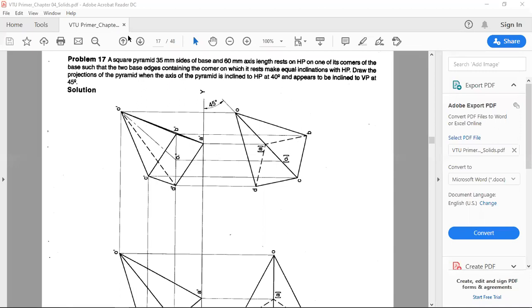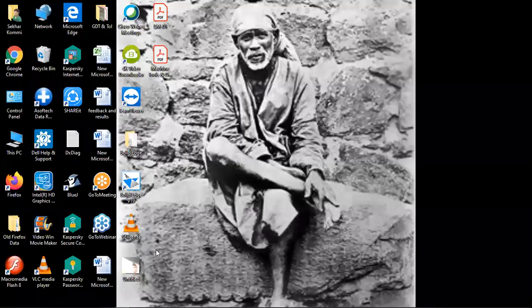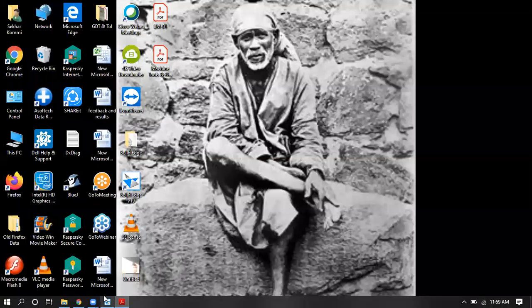In this, first, how the square pyramid looks: because it is resting on one of its corners, the corner has to come on the right side. Based on that, the initial position is drawn. The top view looks like a square, and that square can be drawn in two different ways. So how is the initial position to be started?